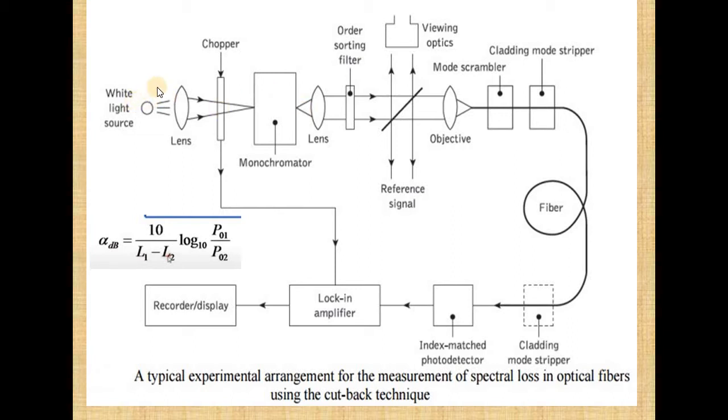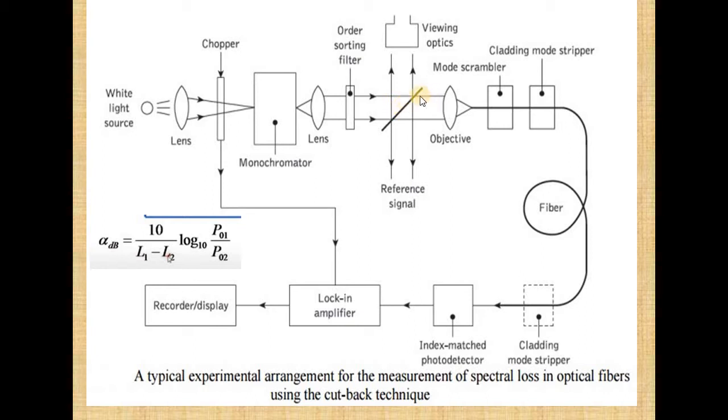Usually, the white light source generates various wavelengths, so this monochromator is going to select the required wavelength. After that, it passes through the lens and order sorting filter. The lens is going to magnify the beam. Then it is passed through the beam splitter. The beam splitter is used to split the transmitted signal and the reflected light based on the beam ratio.